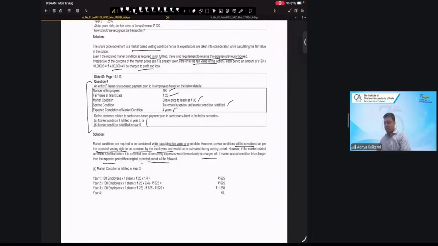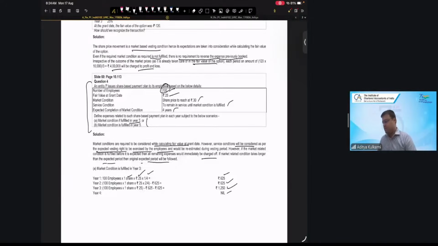Market condition fulfilled in year 3. 100 employees, 1 share into 25 fair value at grant date into 1 by 4, 625. Year 2, 625. Year 3, you fulfill the market condition, so into 25, so 1250. Year 4, nothing is left, so that will become 0.